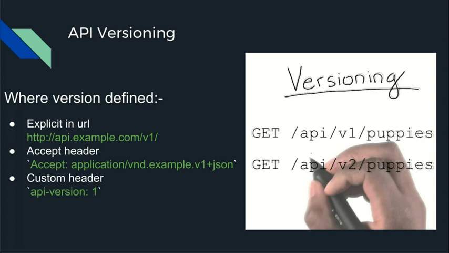namespace dot version plus JSON or XML. The third method is through a custom header, for example API-Version and the version 1 or 2 or 3.